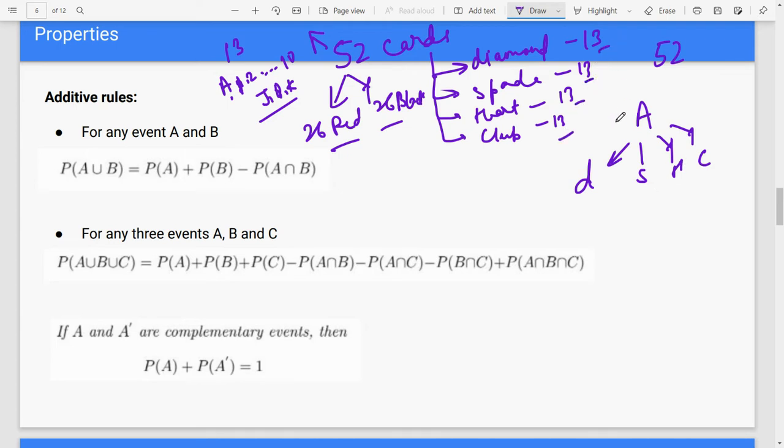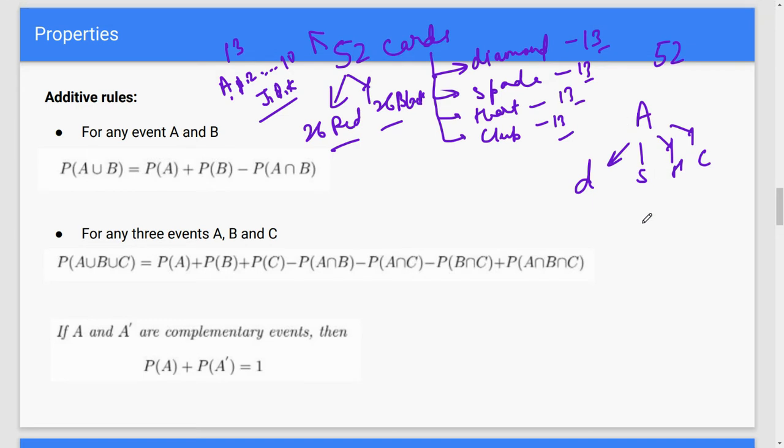Okay, so there is a question. The question is that from a pack of 52 cards, three cards are drawn at random. You are drawing three cards.